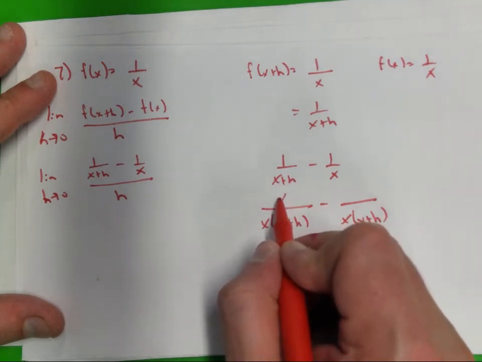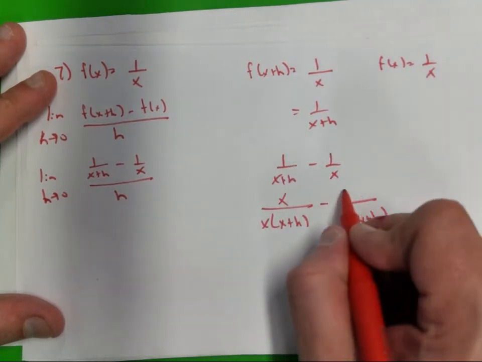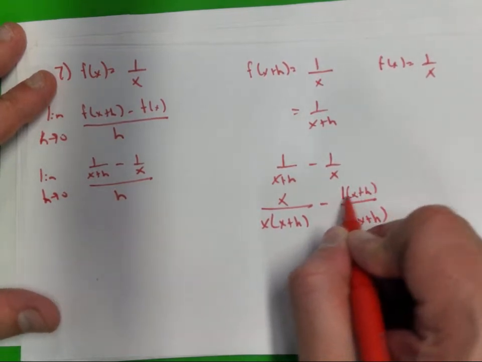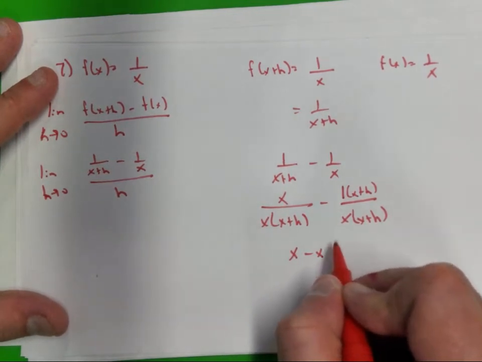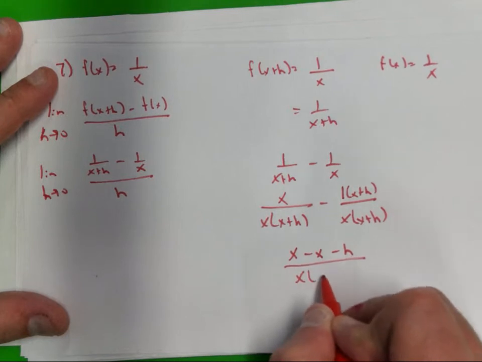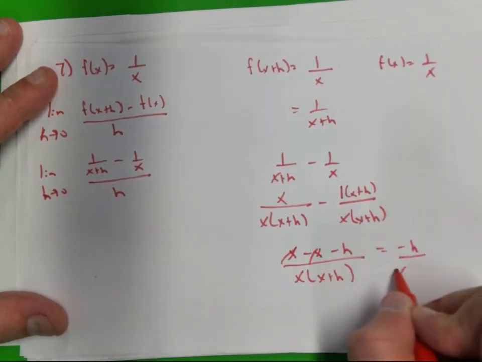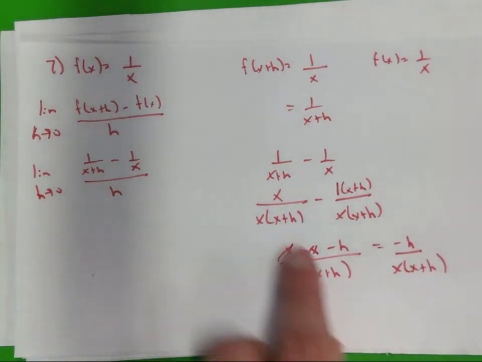If I multiply this by x, I'm going to multiply that by x. Here I multiply the bottom by x plus h. Here will be x plus h. I'm going to put that 1 there to remind you to distribute that negative 1. So it'll be x minus x, because negative 1 times x, negative 1 times h. These cancel. You're left with negative h over x times x plus h.